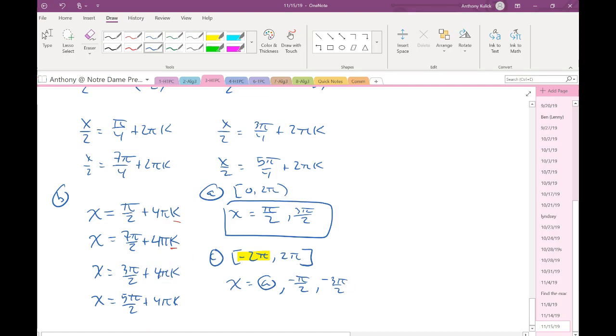Everybody okay there? No. That's just a happy accident on this problem.